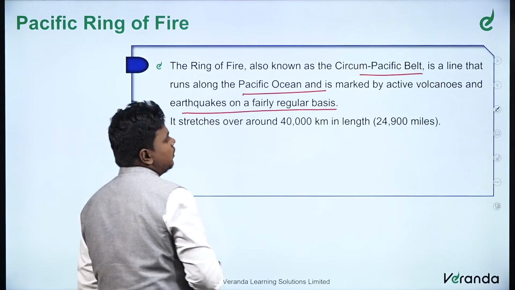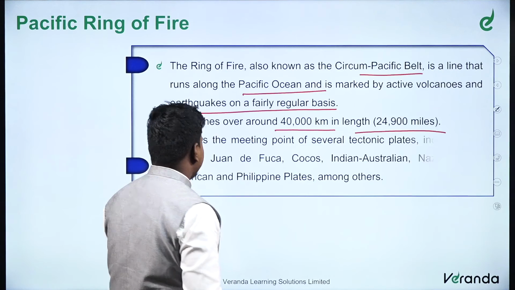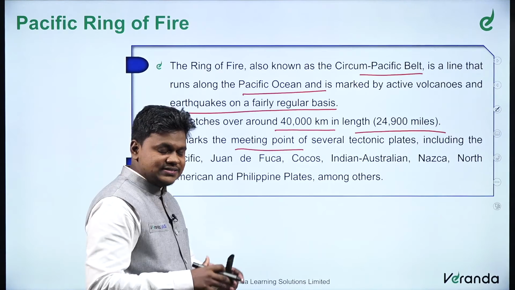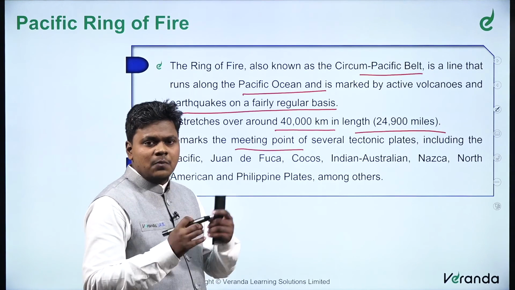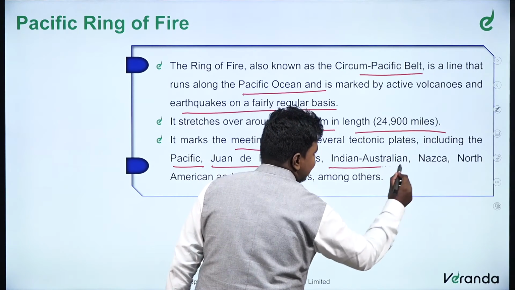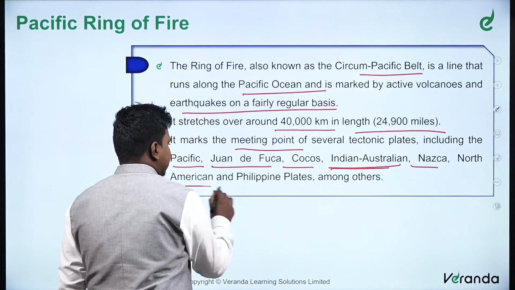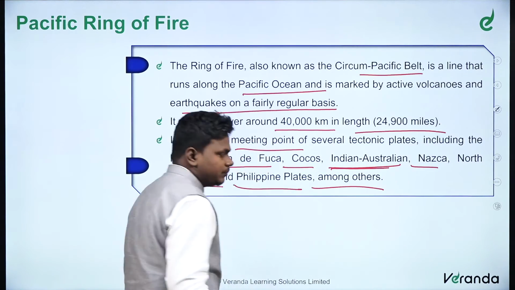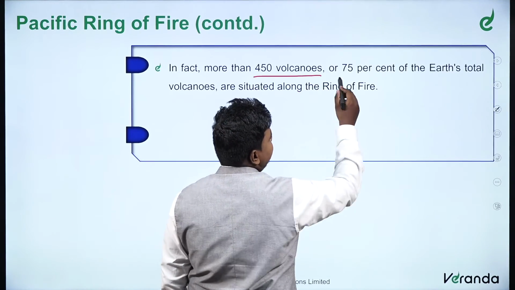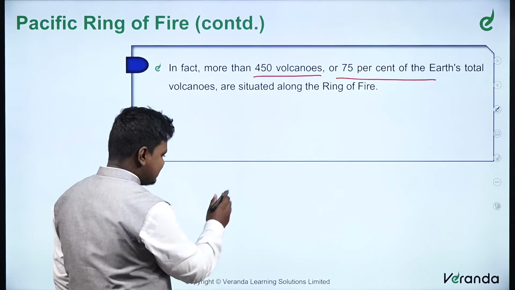Further, it stretches over around 40,000 kilometers in length, or about 24,900 miles. It marks the meeting point of several tectonic plates. So what is the Ring of Fire? It is a meeting of several tectonic plates such as the Pacific plate, the Juan de Fuca plate, the Cocos plate, the Indo-Australian plate, the Nazca plate, the North American plate, and the Philippine plate, among others. In fact, more than 450 volcanoes, or 75% of the Earth's total volcanoes, are situated all along this Ring of Fire. So where is this Ring of Fire actually located?